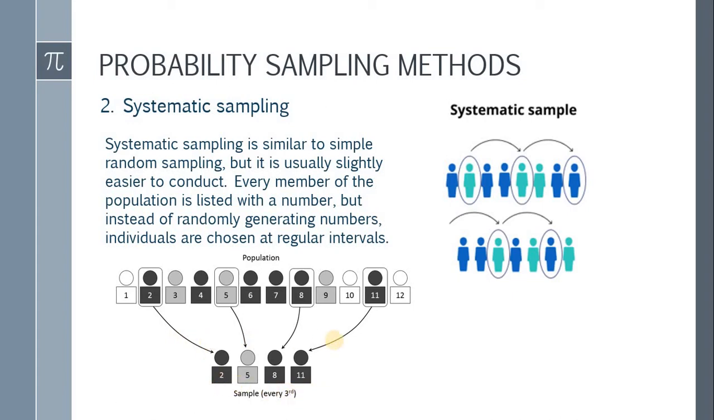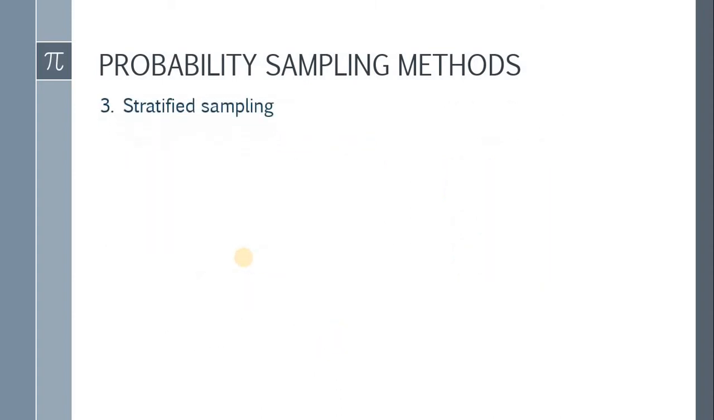Yun nga lang, itong systematic sampling ay may sistema. Kumbaga, mamimili ka ng interval. Kung every third person, every fifth person, every 10th person, so yun ay depende kung ilang sample yung kailangan mo. Okay, so let's move on to the third. Stratified sampling.